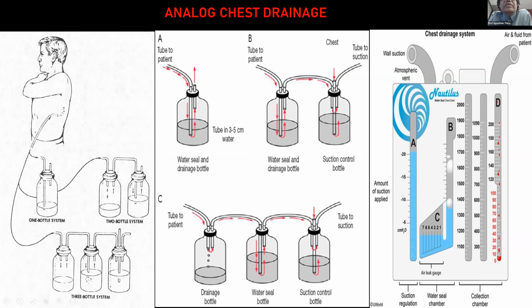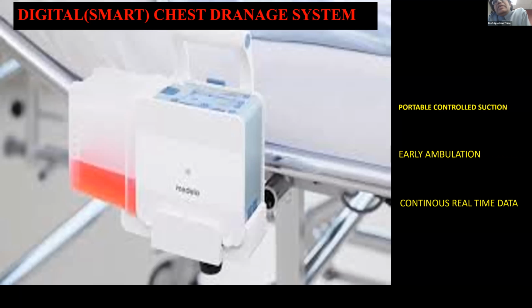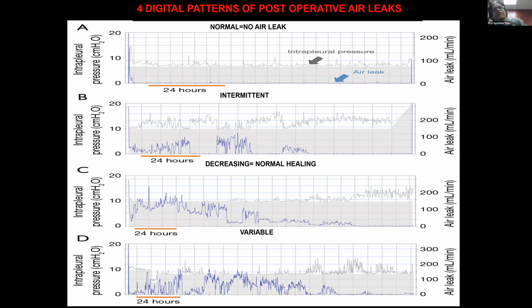Then we have the digital system, which is actually a smart system. It's like a smartphone. It is portable, gives you portable continuous suction, and allows early ambulation. Of course, it gives you continuous graph monitoring, which allows you to know what's happening in the last 24 hours. From the continuous monitoring, you can predict things like prolonged air leak and prolonged drainage.